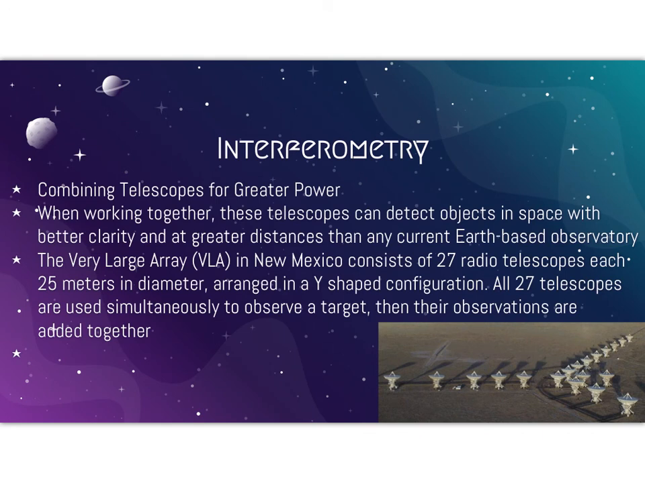Interferometry. This is a method of combining telescopes for greater power. When working together, these telescopes can detect objects in space with better clarity and at greater distances than any Earth-based observatory. So for instance, the Very Large Array, or VLA, in New Mexico consists of 27 radio telescopes, which we'll talk about, arranged in a Y configuration. All of these telescopes are used simultaneously to observe something, and then their observations are all added together to make a much more clear image.